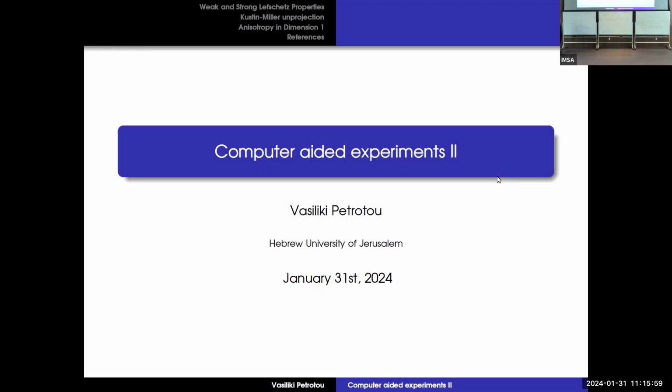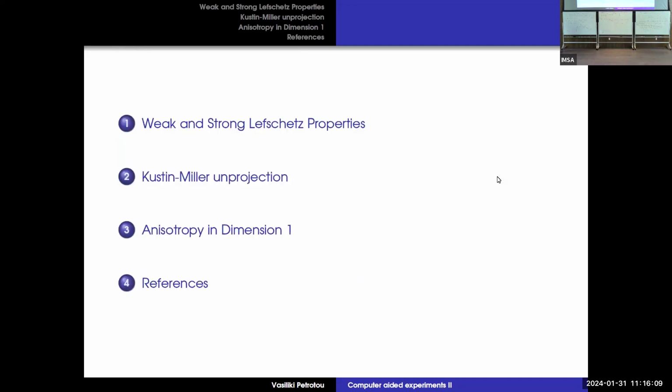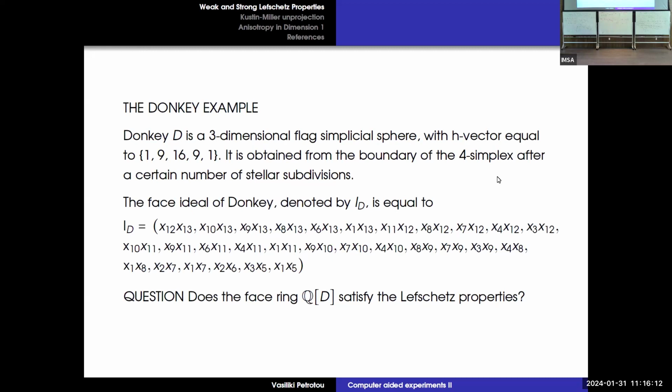The aim of the present talk is to see how we can use Macaulay2 in the actual principles. We begin with our animal. We are talking about the Dodgy sphere. That is a three-dimensional simplicial sphere with h-vector 1, 9, 16, 9, 1, which is obtained from the boundary of a polytope after a certain number of stellar subdivisions.